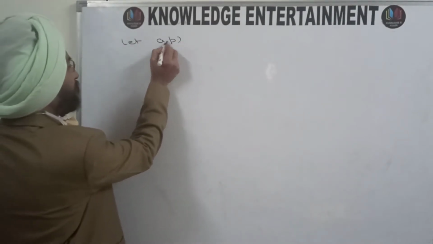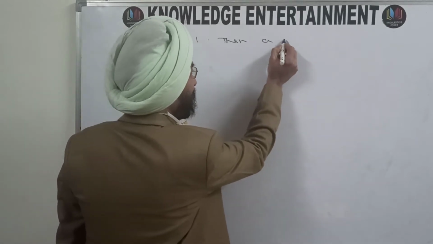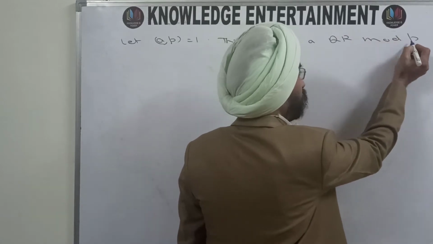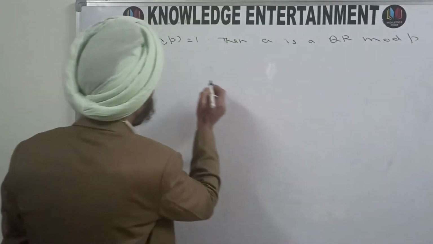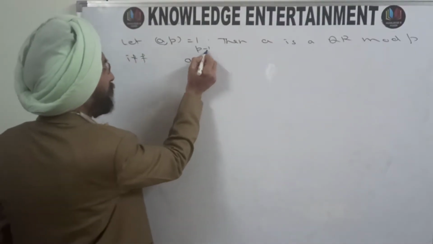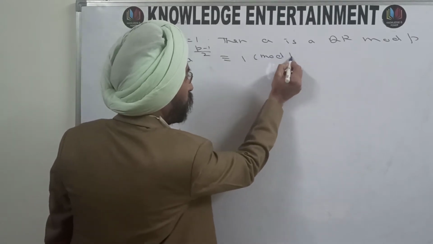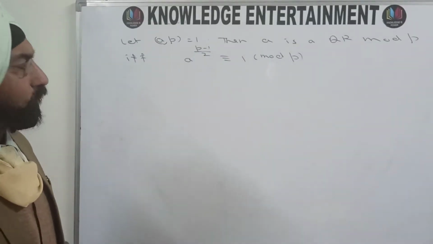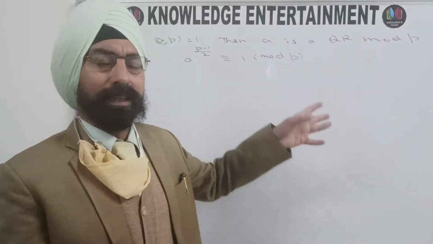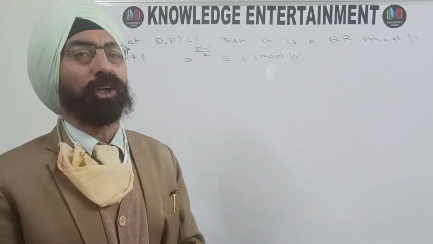GCD of a and p be 1, then a is a quadratic residue modulo p, obviously p is an odd prime, if and only if a raised to the power (p minus 1)/2 is congruent to 1 modulo p. So whenever a raised to the power (p minus 1)/2 is congruent to 1 modulo p, a will be the quadratic residue, and if it is not, then it will be a quadratic non-residue.